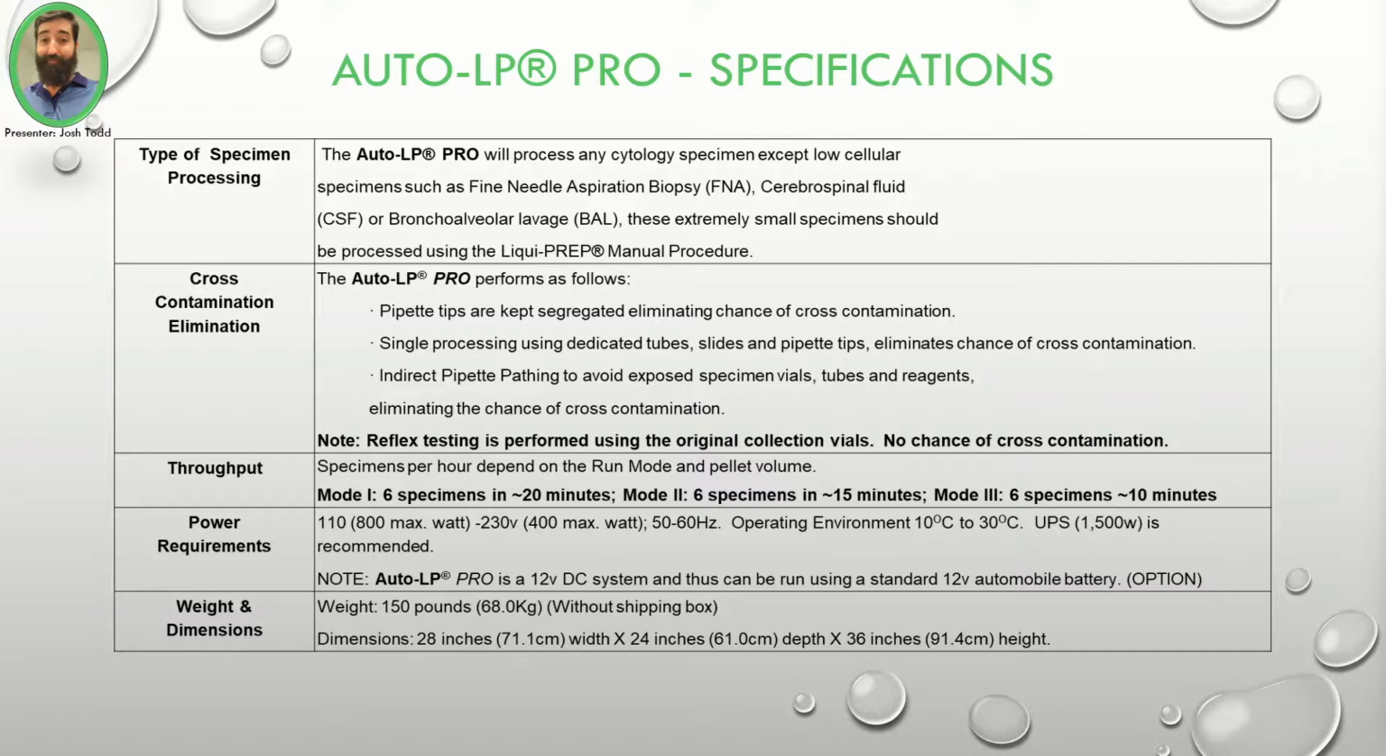Indirect pipette pathing to avoid exposed specimen vials, tubes, and reagents, eliminating the chance of cross-contamination completely. Note reflex testing is performed using the original collection vials, no chance of cross-contamination.